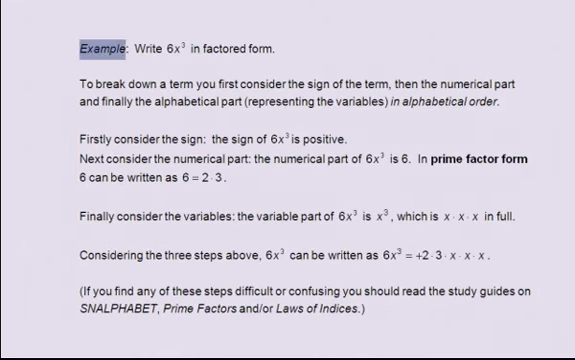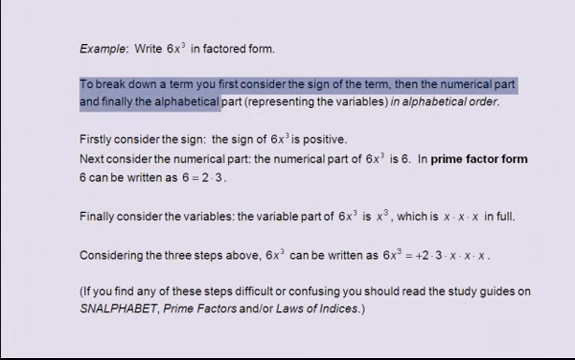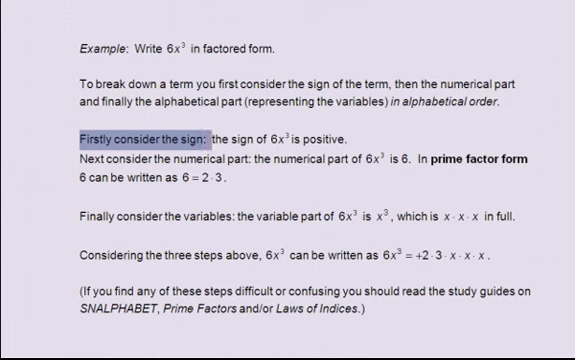Let's look at an example. Write 6x cubed in factored form. To break down a term, you first consider the sign of the term, then the numerical part, and finally the alphabetical part, representing the variables, in alphabetical order. So firstly, consider the sign. The sign of 6x cubed is positive.